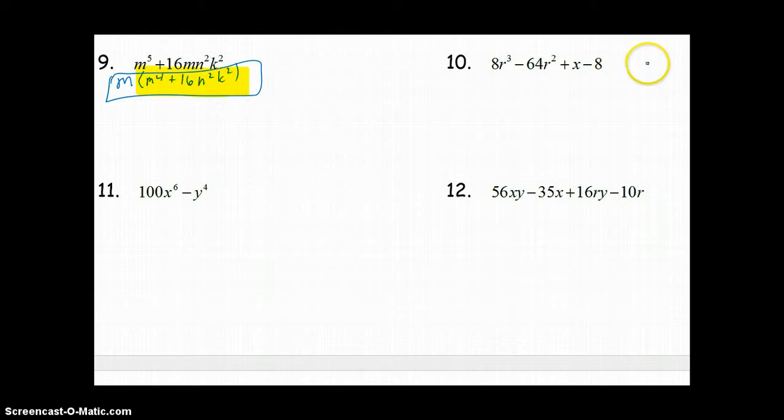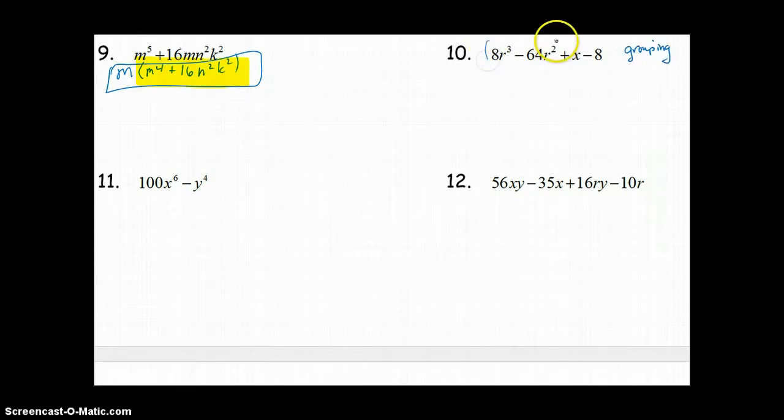When looking at problem 10, there's 4 terms. That should immediately cue you to factor this by grouping. That means we're going to look at the first 2 terms and pull out a greatest common factor, and then we're going to look at the second 2 terms and pull out a greatest common factor. Our greatest common factor from the first set of terms is 8r squared. When we pull it out, we are left with r minus 8.